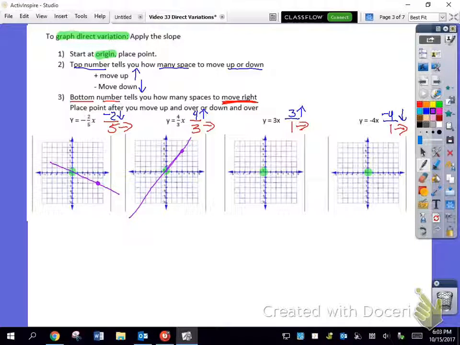On the third graph, I start at the origin, go up 3, 1, 2, 3, to the right 1, and then draw your line. There's your direct variation. On the last graph, start at the origin, go down 4, 1, 2, 3, 4, and to the right 1. And there's your direct variation.